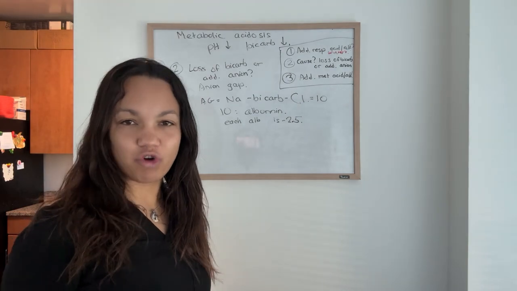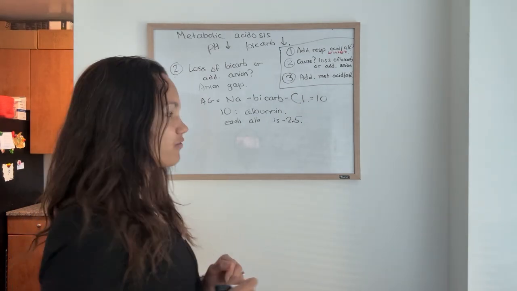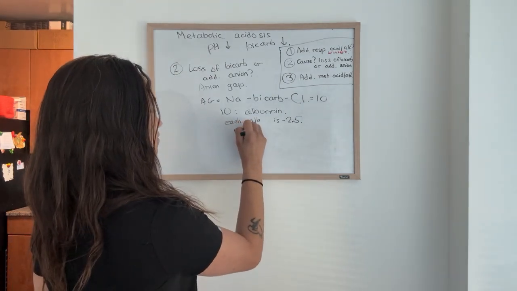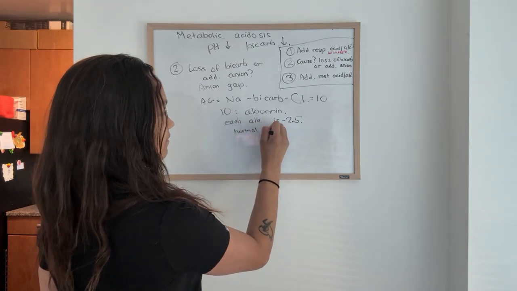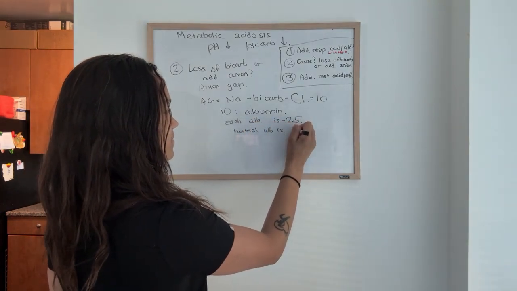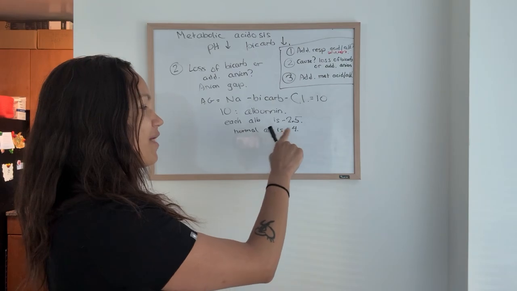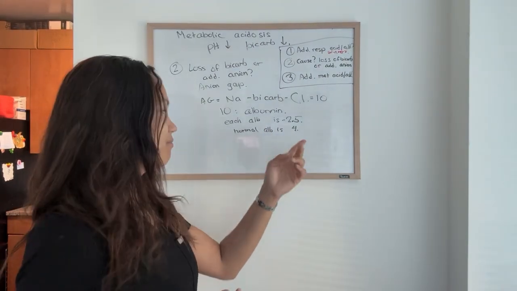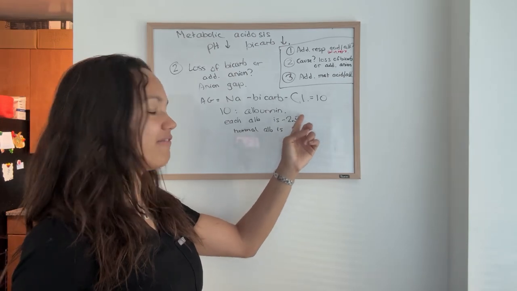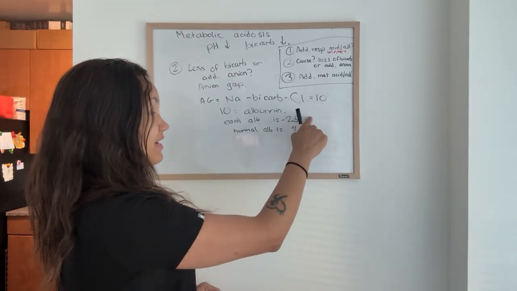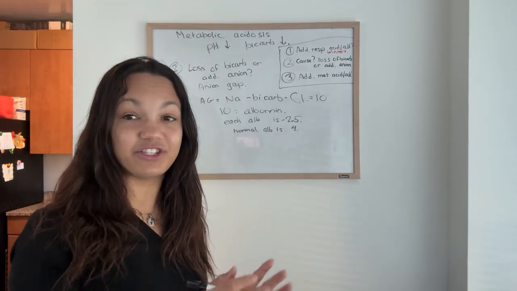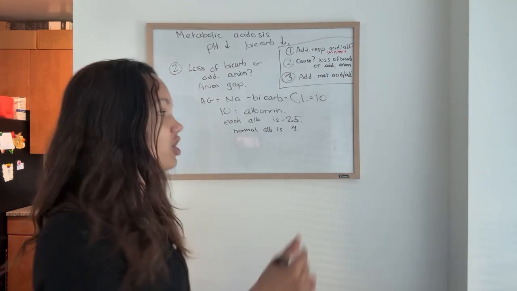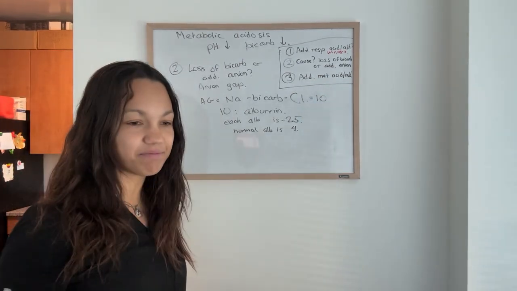How much albumin is normally in the body? Normal albumin is 4. So if you have a concentration of 4 albumin, and each of them is 2.5, multiply 4 by 2.5, and that gets you the 10, the negative 10 charge that is here in your anion gap.